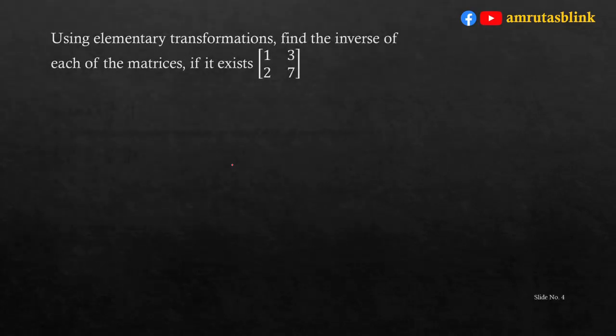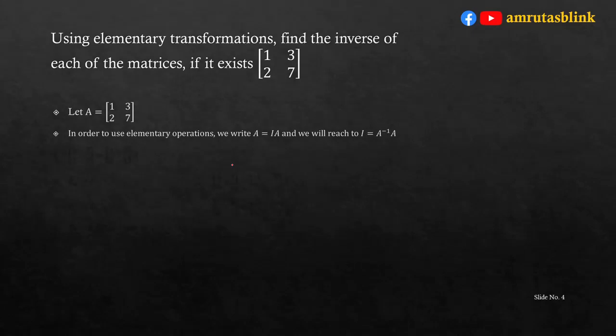Moving to the next problem. Using elementary transformation, find the inverse of each of the matrices if it exists: 1, 3, 2 and 7. Similar to the previous problem, let A equal 1, 3, 2 and 7. Again, in order to use elementary operations, we write A equals IA, and we should reach up to I equals A inverse into A. So, we start with our first step: 1, 3, 2, 7 equals 1, 0, 0, 1 into A.